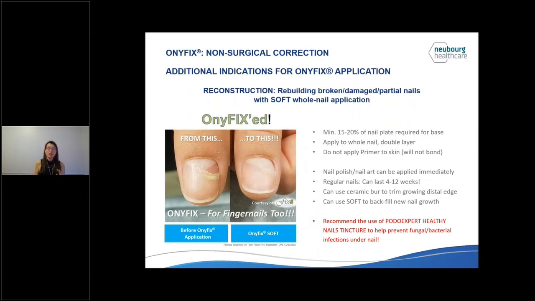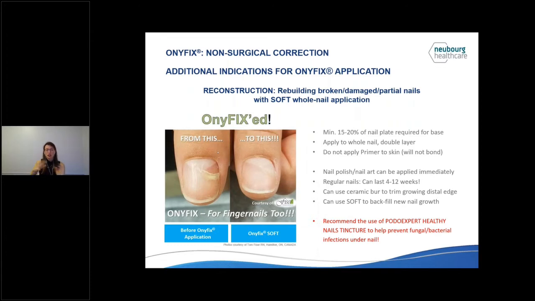What we've learned is that you typically need about 15 to 20% of the original nail plate to be present in order for the Onyfix to bond to something. You need something, because it's not going to bond well to skin. It will bond to skin temporarily, but not for long.